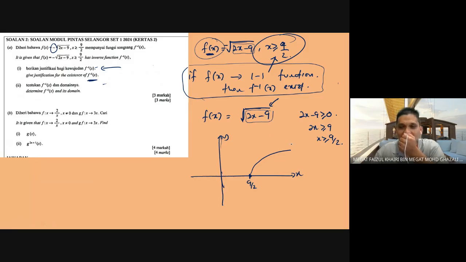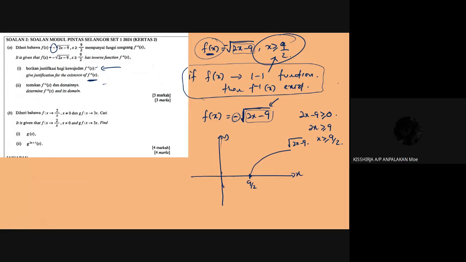Okay, so this is f(x) equal to square root of 2x minus 9. But let's get back to the original question, where it is negative square root of 2x minus 9. As I told you just now, this negative is outside of the square root sign. So now, square root of 2x minus 9, where y is all positive.